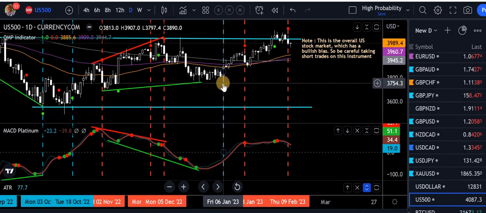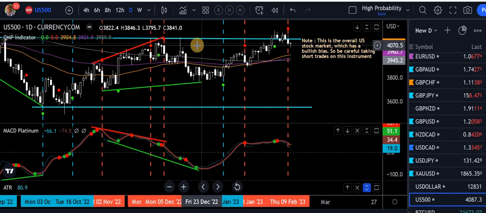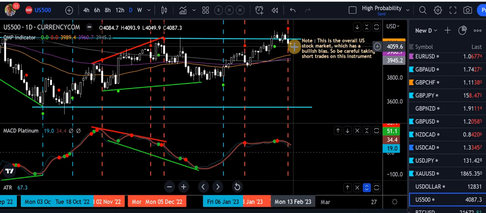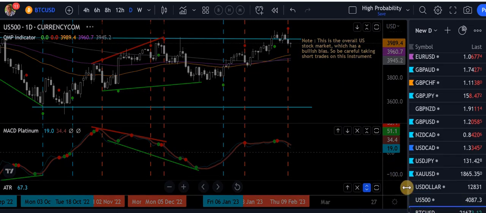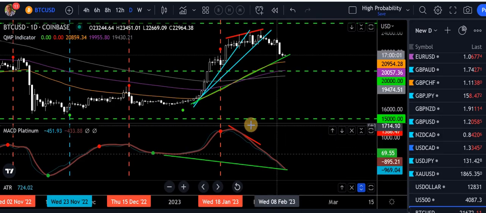I don't trade this, but I do watch it. It just gives me an idea. And if I was trading an index or something along those lines, I would take the sell there. Oh, I'm getting over 30 minutes. I've been rambling on way too much. All right, Bitcoin's the last one.